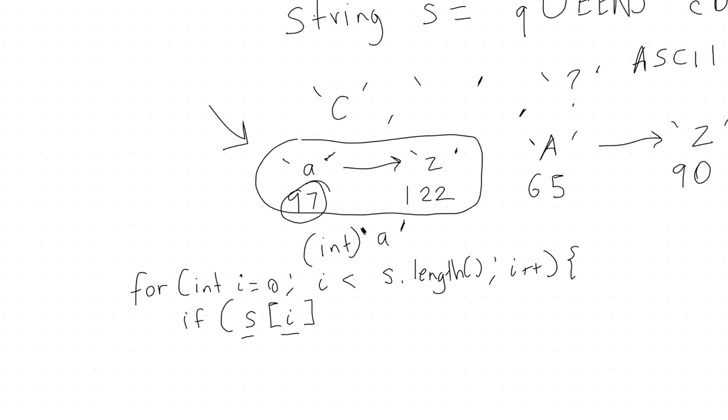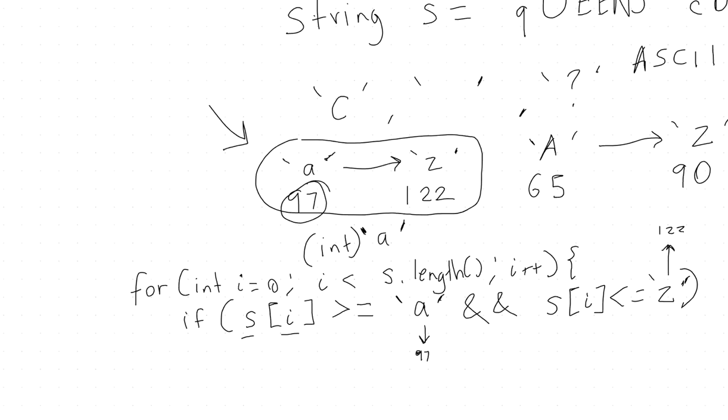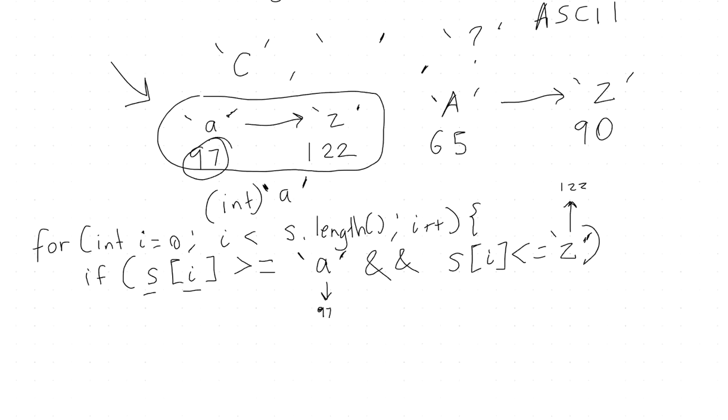is greater than or equal to 'a', and if S[i] is less than or equal to 'z', this will still work. And it will still convert this into its corresponding ASCII value. So basically, now if you do this, you don't have to memorize these numbers. So if it's in this range, then we want to convert it to an uppercase letter.